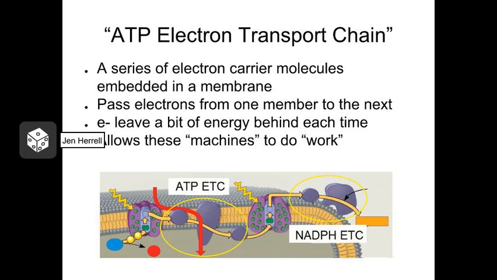The electron transport chains don't really have official names, so I'm unofficially calling this first one the ATP electron transport chain, or the ATP-ETC for short. This electron transport chain extends from photosystem 2 all the way over here to photosystem 1, so it shuttles electrons between those photosystems. It's also going to use that energy to do some work.